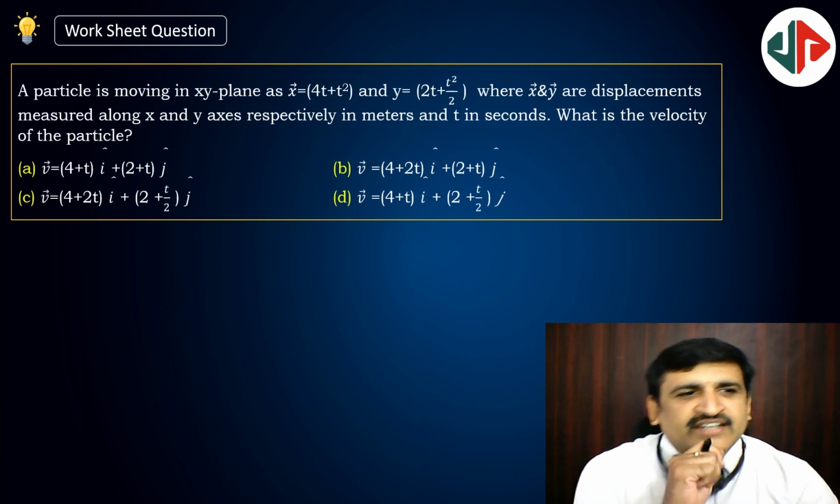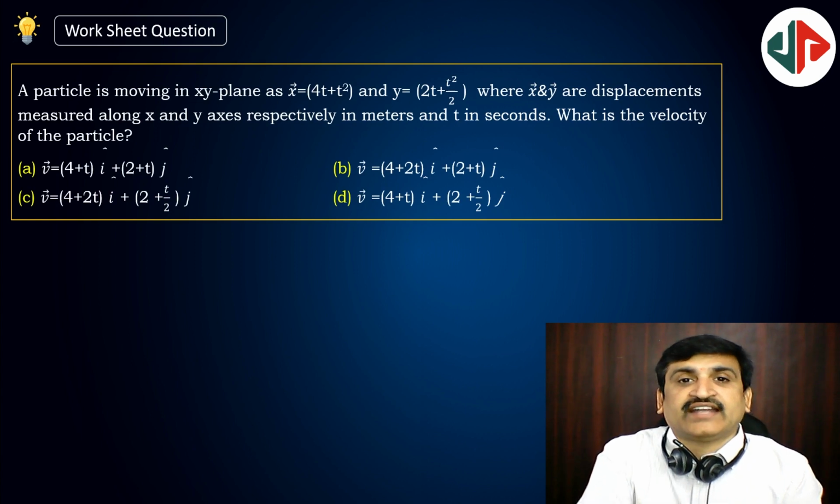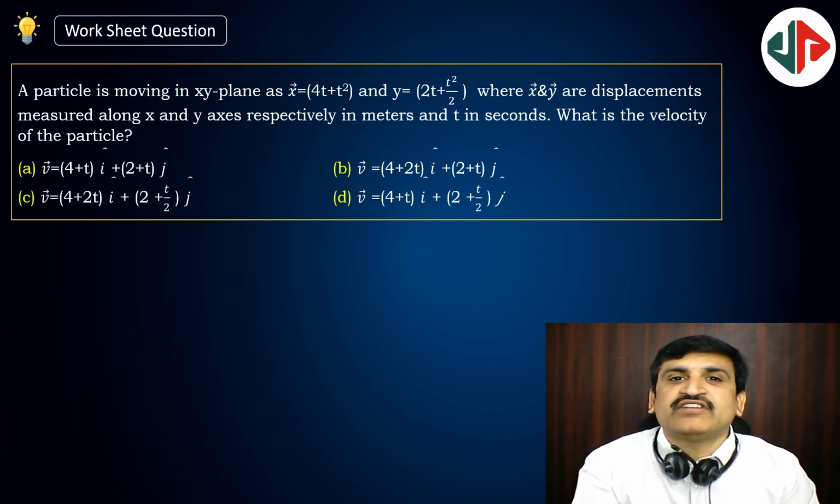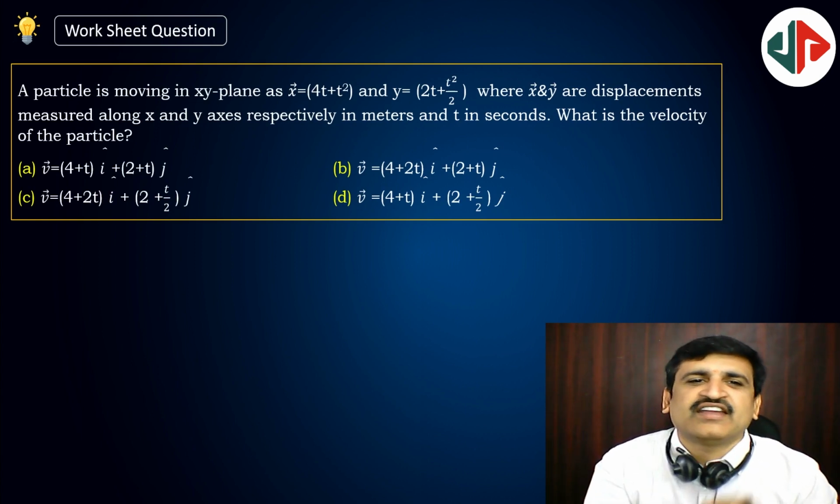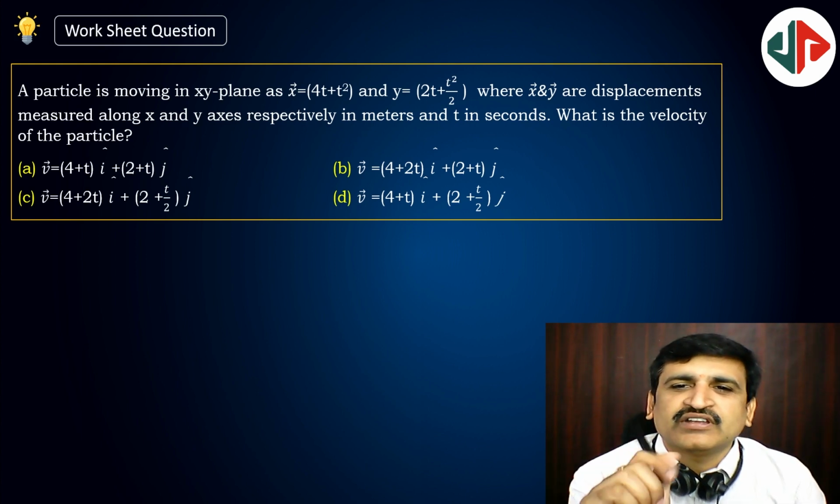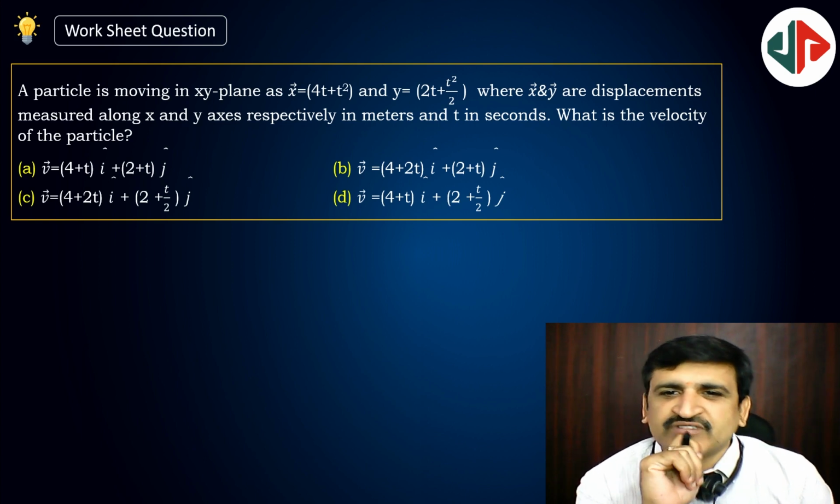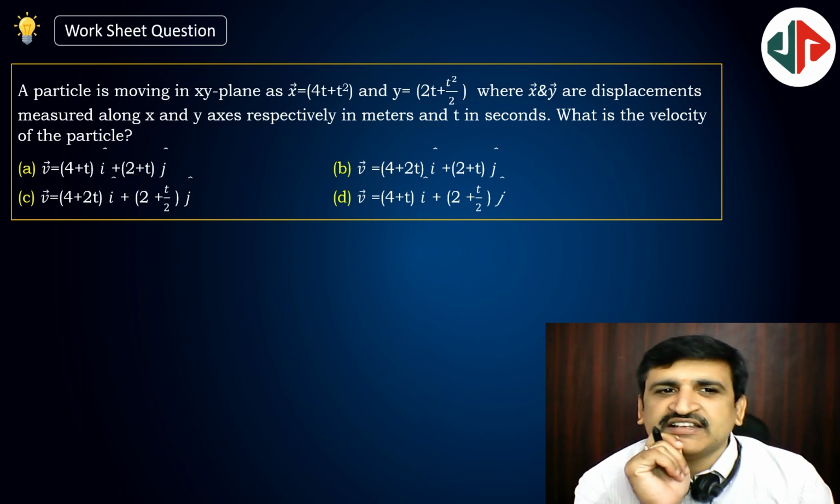A particle is moving in the xy plane given by a time dependent function x is equal to 4t plus t square and y is equal to 2t plus t square by 2. x and y are displacements, of course, in SI units. What is the velocity of the particle?